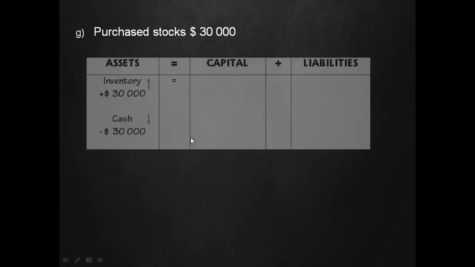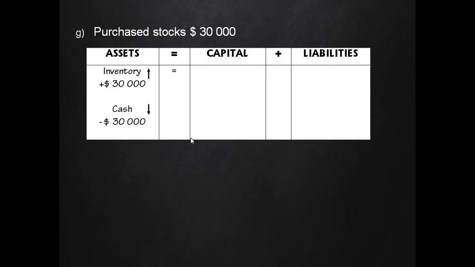G. Purchase stocks $30,000. When goods were bought, the business got another asset called inventory. Since they were bought on cash, another asset reduced. This transaction will increase one asset and decrease another asset of the business by $30,000. When you purchase stock, inventory will increase by $30,000, and when you are purchasing by cash, cash will decrease by $30,000.